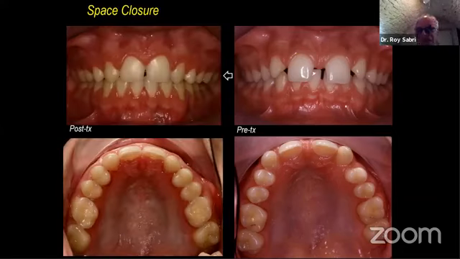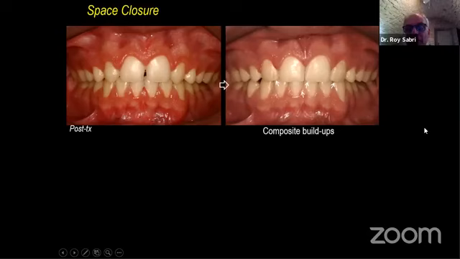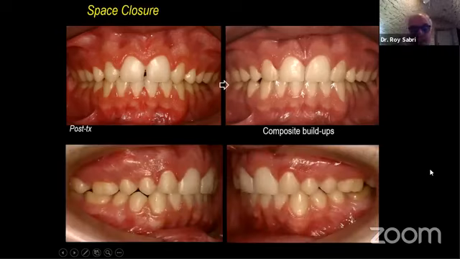This is after space closure and before build-ups. If you notice, the crowns are a little bit conical in shape. So the dentist did a nice build-up here in the middle and a build-up on the mesial. And this is the end result. Now, all is fine as far as the canine that became a lateral, as far as gingival level, as far as color, as far as size mesiolingually, and as far as offset, the canines are not bulging out.